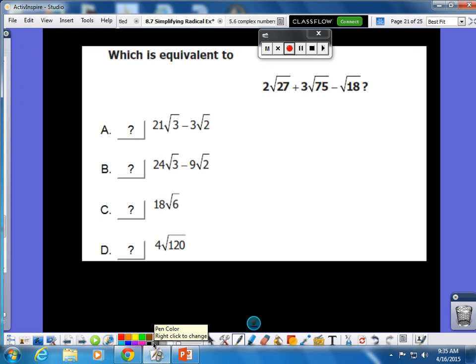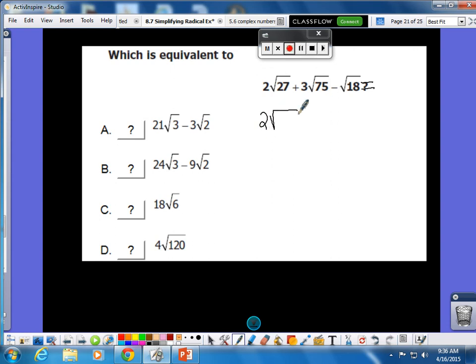Now, what is true? This is supposed to be an equal sign, I think. What is true about adding and subtracting radicals? Can I add and subtract anything? No. They have to be what? Like terms. Like radical expressions. Okay. Do 27, 75, and 18 contain perfect square factors so that I can simplify them?